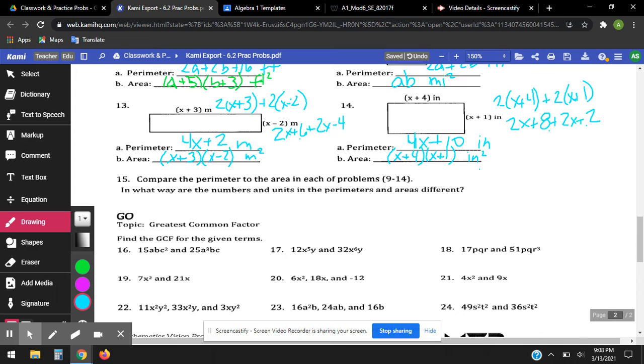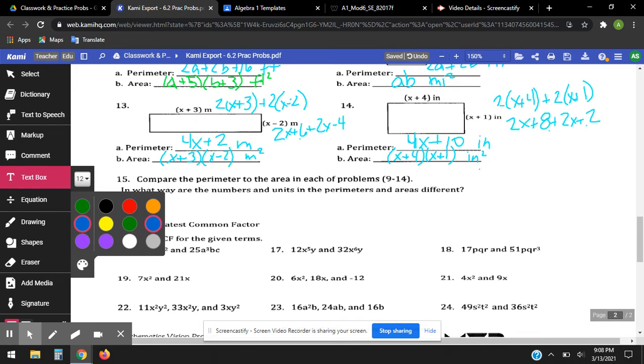Okay, compare the perimeter to the area in each of problems 9 through 14. What ways are the numbers and units in the perimeters and the areas different? So, well, we know, go ahead and just type in here.